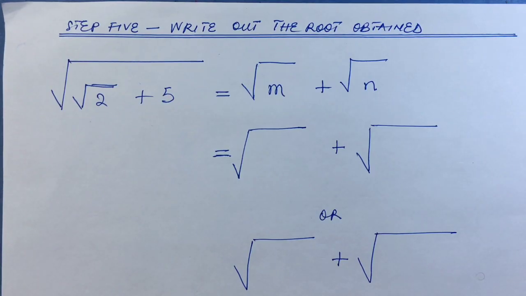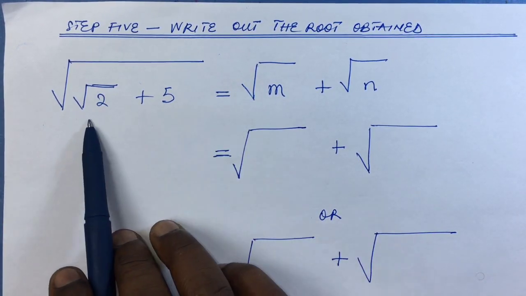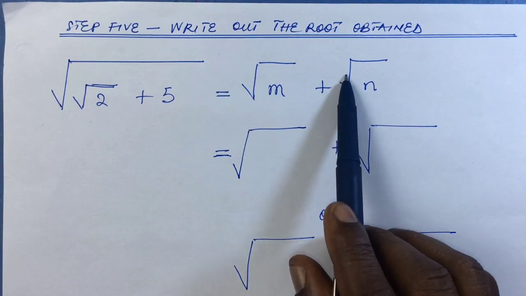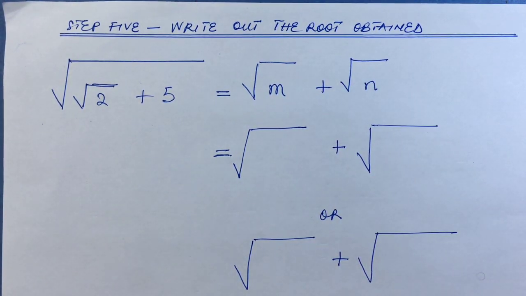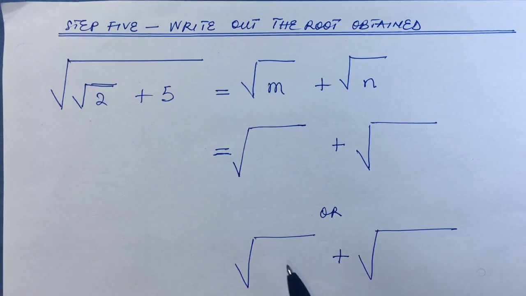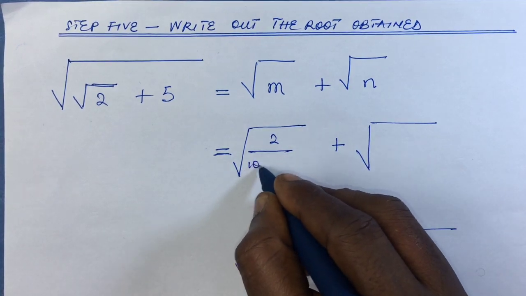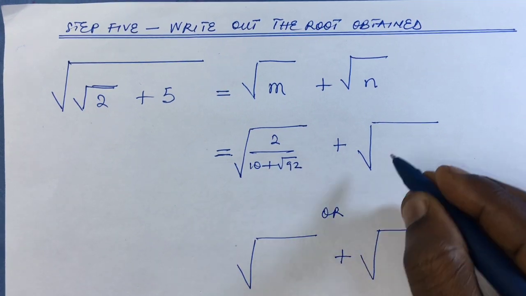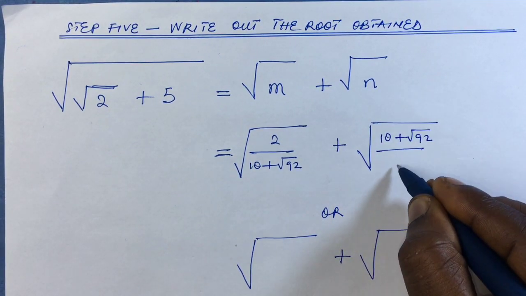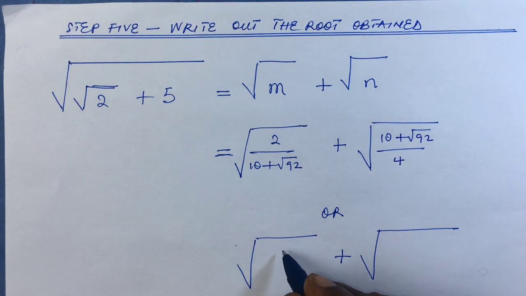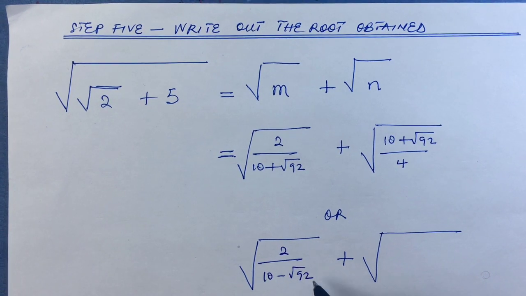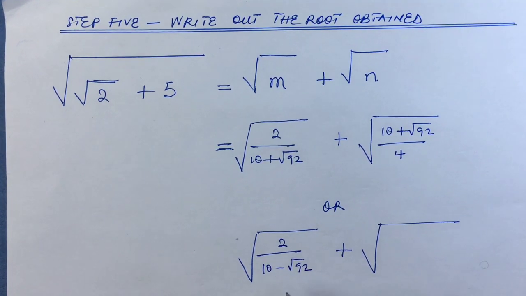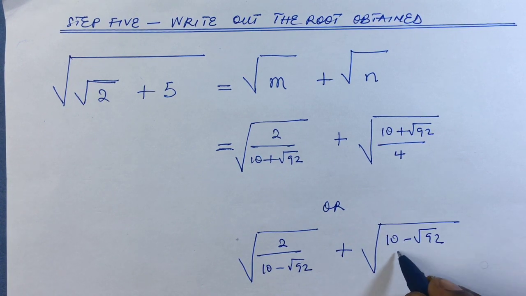Now to end the solution in step 5, we are going to write the root we have obtained. Recall that the square root of root 2 plus 5 was what we wanted, and I told you from step 1 that the root we seek must resemble root m plus root n. Okay, now what have we gotten for the values of m? When the value of m is 2 all over 10 plus root 92, this value of m, take note, came from n being 10 plus root 92 all over 4. Now when the value of m was gotten to be 2 all over 10 minus root 92, the value of n that gave rise to this value was actually 10 minus root 92 all over 4.